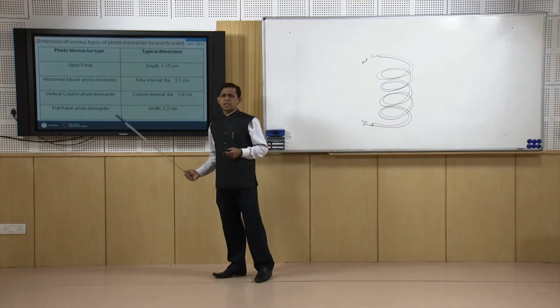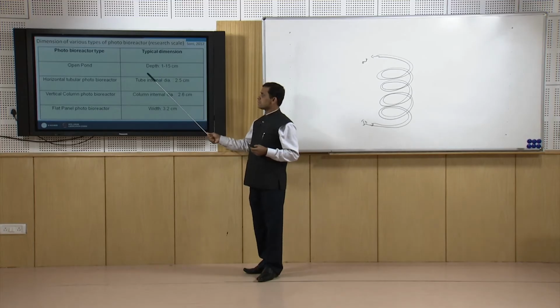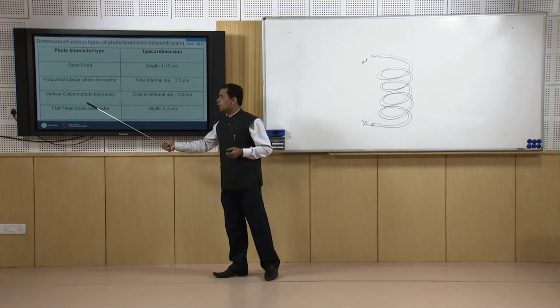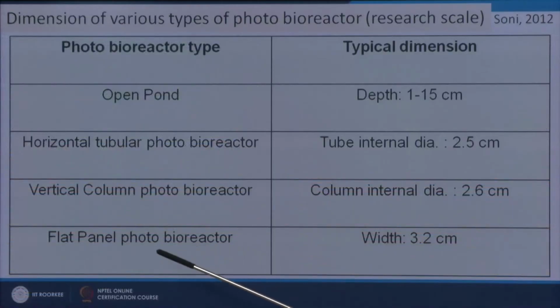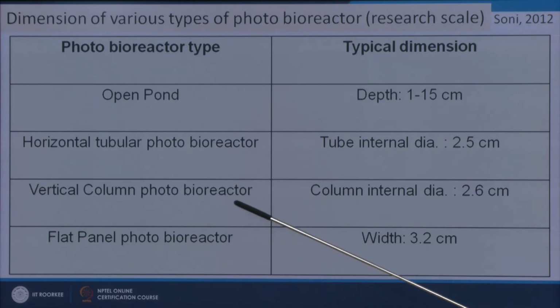Now, this slide gives us some dimensions for research scale investigations for open pond, horizontal tubular photobioreactor, vertical column photobioreactor and flat panel photobioreactor. So, these are the typical dimensions which people have considered. That is depth 1 to 15 centimeter for open pond, for horizontal tubular photobioreactor around 2.5 centimeter diameter, for vertical column photobioreactor 2.6 centimeter, and for flat panel 3.2 centimeter.